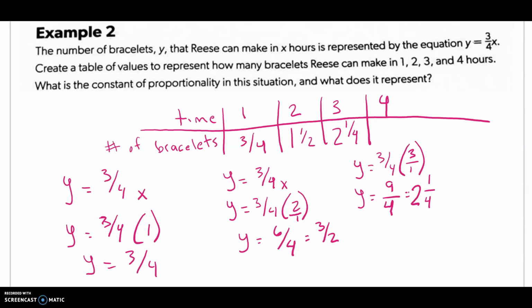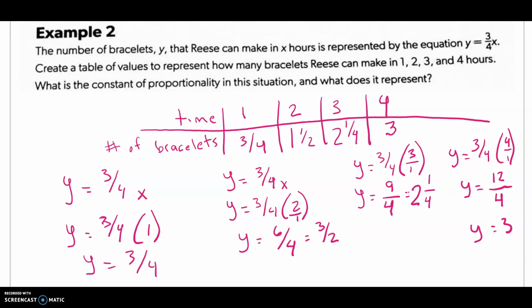Now we have to do this for 4. So instead of x, we're going to use the number 4, or 4/1, turning it into a fraction, and then we multiply. 3 times 4 gives us 12, 4 times 1 gives us 4, and this can be simplified. 4 goes into 12 3 whole times with no remainder, nothing left over.